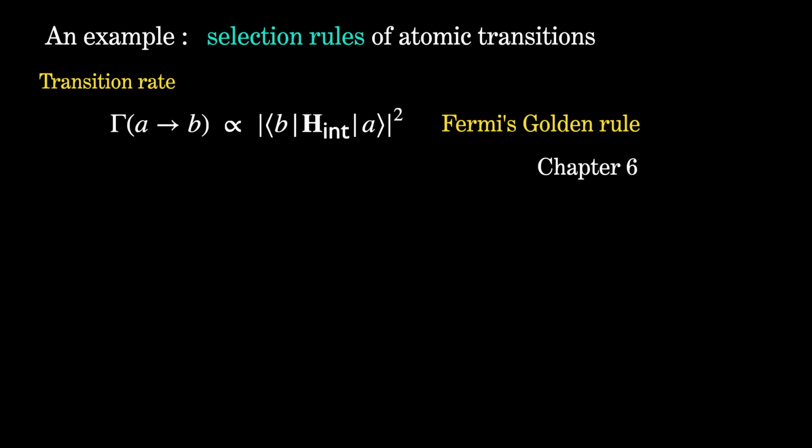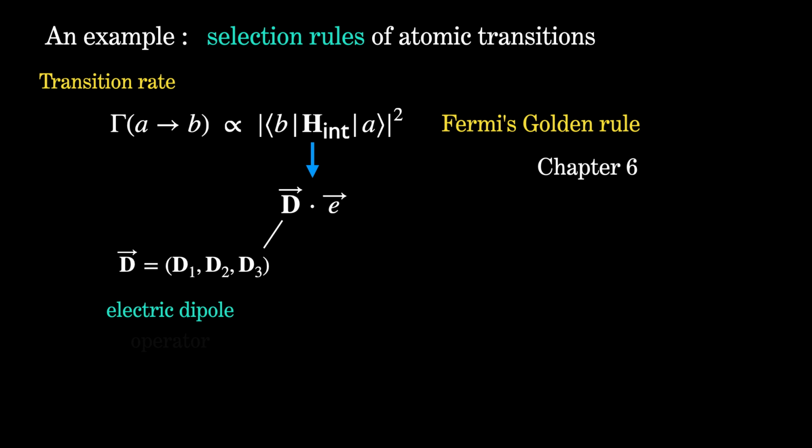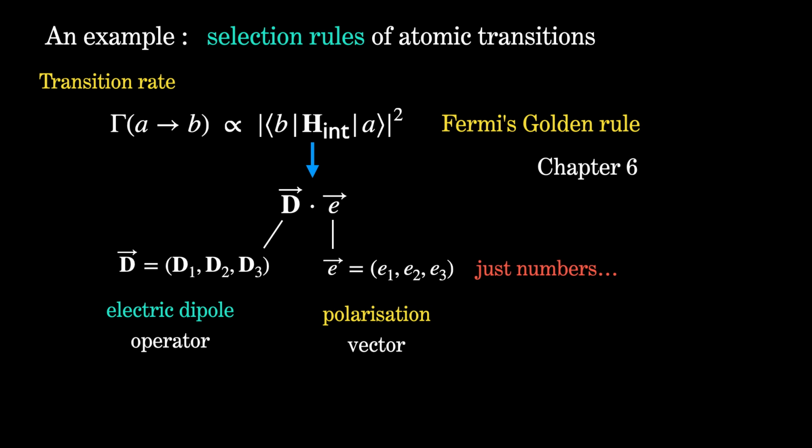The relevant Hamiltonian for atomic transitions, which gives us the spectral lines, is the coupling of the electric dipole moment with an external electromagnetic wave. This is the light wave that stimulates the transitions. The unit vector E is just a polarization vector of the electromagnetic wave. This is just a number vector, while the electric dipole is an operator that is composed of the observables of the electrons in the atom.